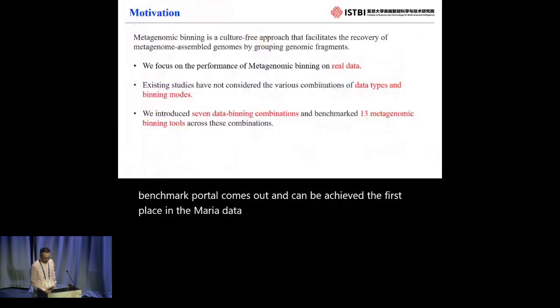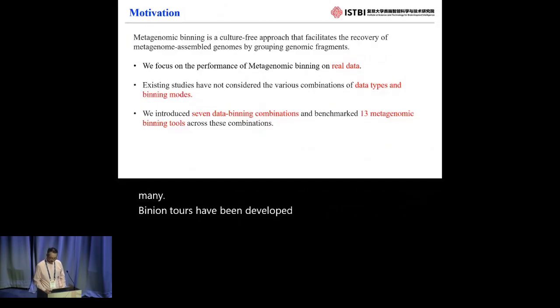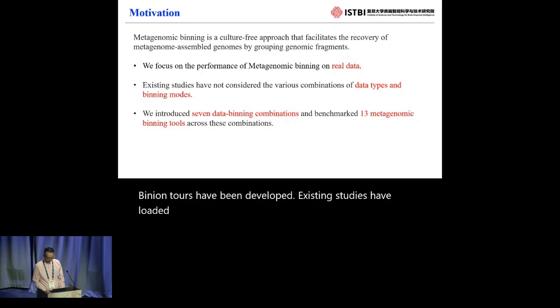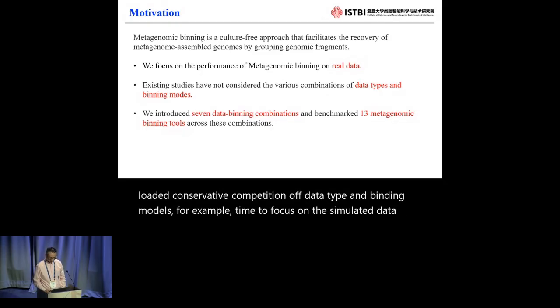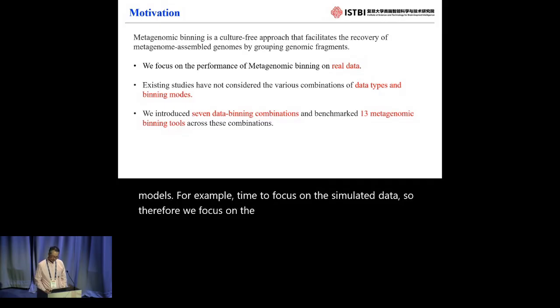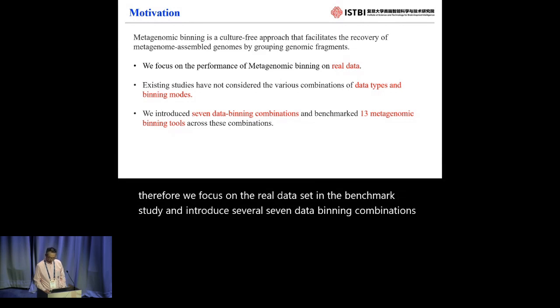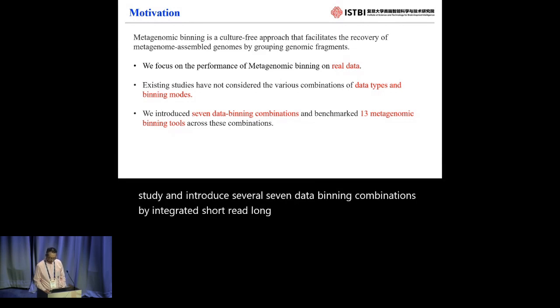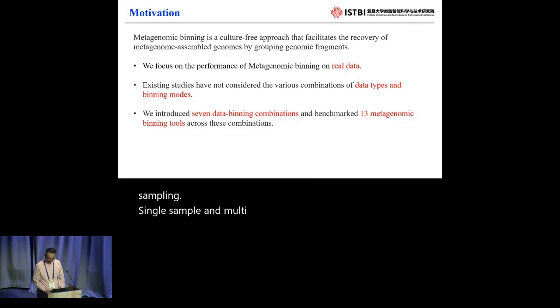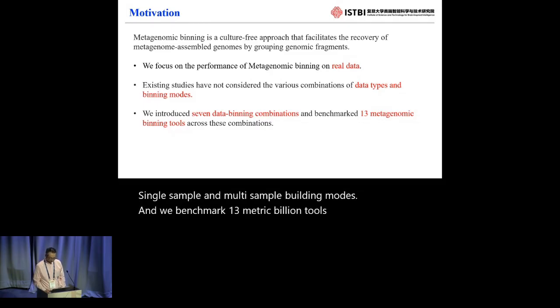Anyway, we can say, although many binning tools have been developed, existing studies have not considered the various combinations of data types and binning modes. For example, CAMI2 focuses on the simulated data. So therefore, we focus on real datasets in the benchmark study and introduce seven data-binning combinations by integrating short-read, long-read, and hybrid data with co-assembly, single-sample, and multi-sample binning modes. And we benchmark 13 metagenomic binning tools across these combinations.